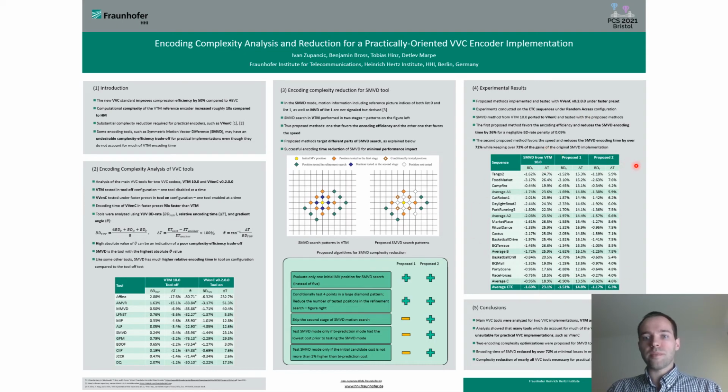We can see that the first proposed method, which favors the encoding efficiency, can reduce the SMVD encoding time by 36% for a minimal bit rate penalty. The second proposed method, the one which favors the speed, can reduce the encoding time of the SMVD mode by over 72% while still keeping most of the gains of the original SMVD implementation.